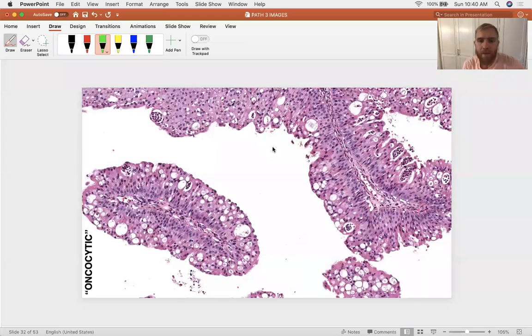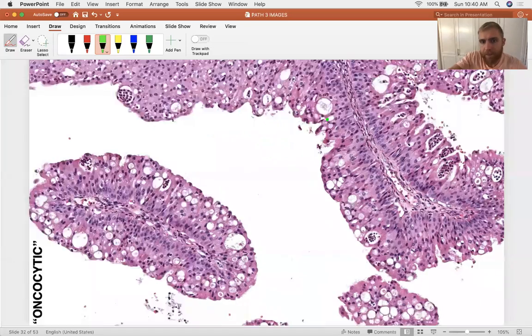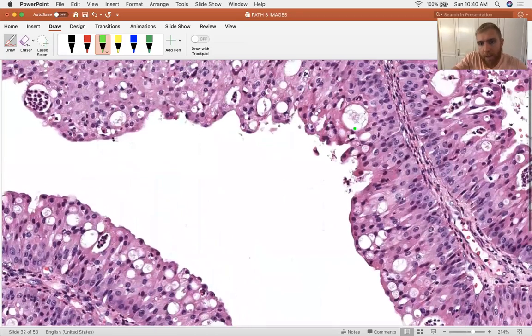Our third and final type of Schneiderian papilloma is the oncocytic papilloma. This is characterized by a respiratory epithelium in opposition to the other two. You have a respiratory epithelium with microabscesses. So, yeah, that's a microabscess right there.